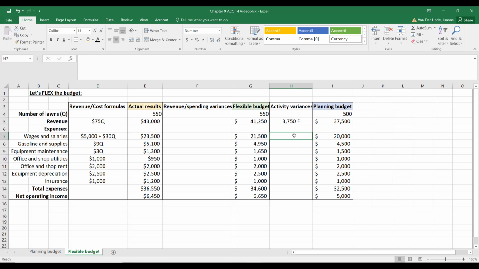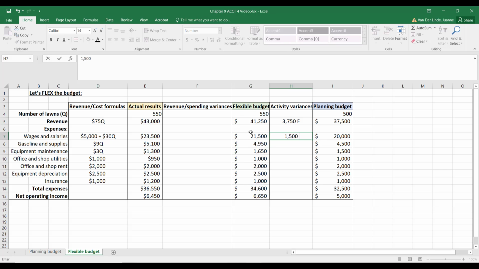So we're going to do the same thing now for all these expenses. We can see here that the flexible budget, we ended up calculating $21,500 in wages and salaries versus the $20,000 we had planned for. So we should have spent $21,500 on wages and salaries, but we planned for $20,000. So here we can see that's a variance of $1,500. Now, is that favorable or unfavorable?